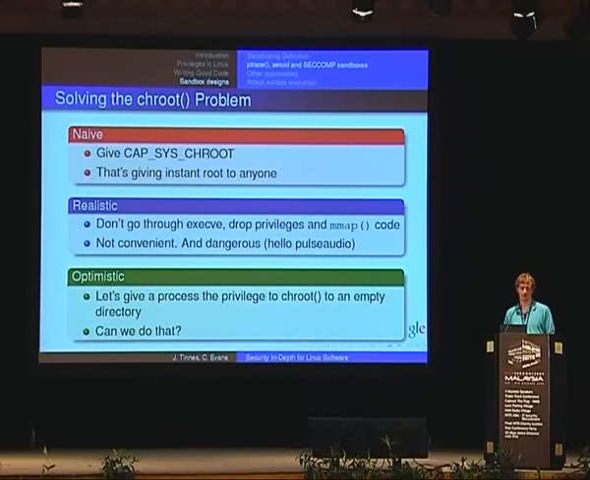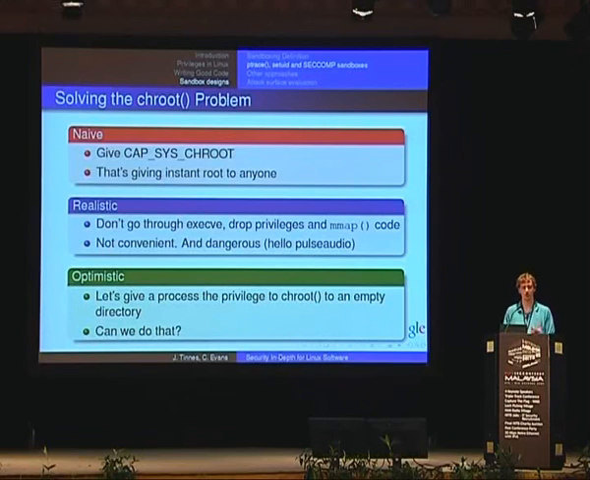Also, you could try something along the lines of don't go through execve. You're in the SetUID sandbox, and instead of going through execve again, you will just drop privileges and mmap code. The problem is that would not be convenient, because first, if you're in a SetUID binary, loading libraries or mapping code without going through execve again is very dangerous. It has many problems. You don't clean up your address space. There might be secrets lying in your address space, and there are many other problems. So we tried to find a better way.